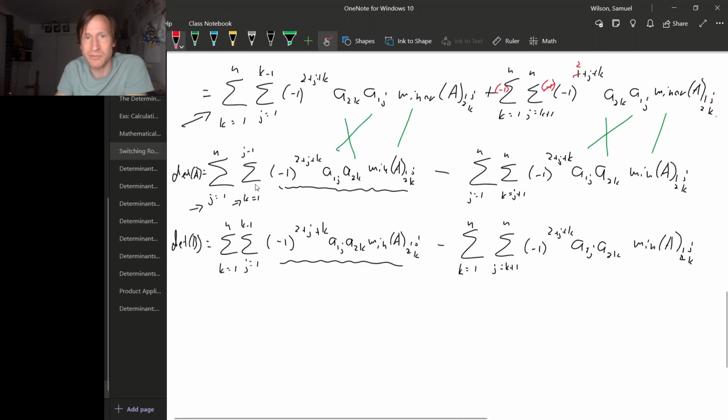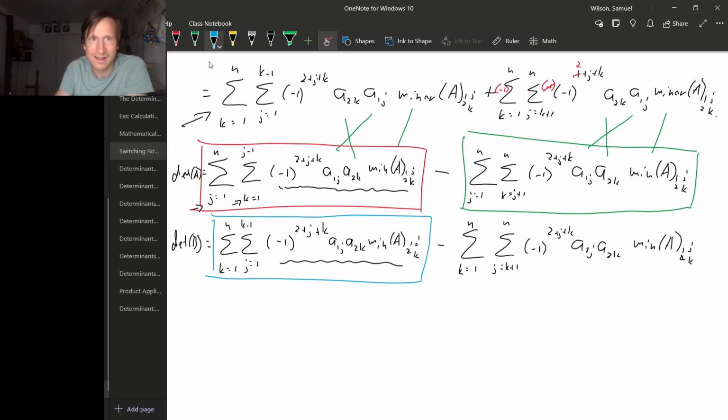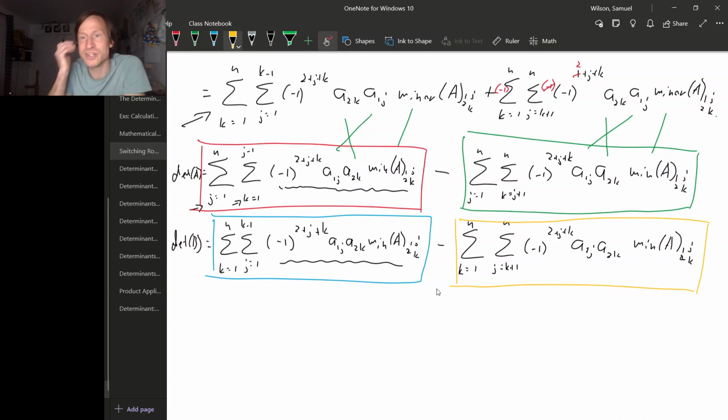We have 4 things to keep track of. There's this one, there's this one, there's this one, and there's this one. All of these have the same expression inside of the sigmas. It's just that each sum has different combinations of j's and k's. So let's do the red one.